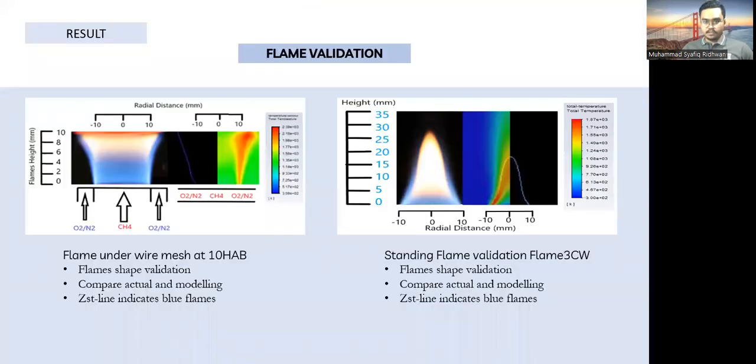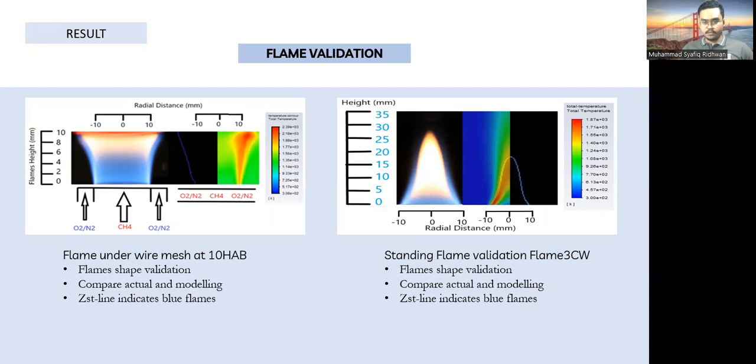All right, the flame shape validation is basically comparing the actual flame in the experiment with the expected flame produced by the computational fluid dynamics, or CFD. The ZST line, the stoichiometric mean mixture fraction, is used to compare the blue flame shape produced by the CFD with the actual flame. As shown in the figure on the left side, the flame height for the actual flame is approximately the same as the flame height given by the CFD.